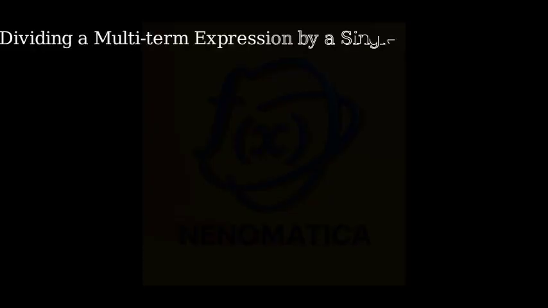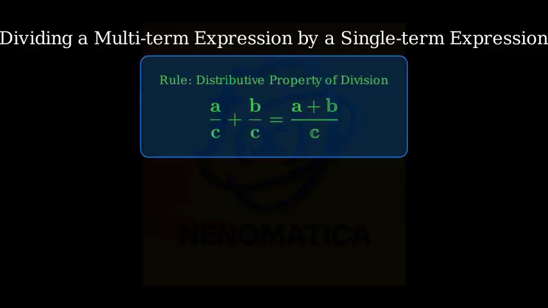In this video, we'll learn how to divide a multi-term expression by a single-term expression, breaking down each step for a clear understanding. When dividing a multi-term expression by a single-term expression, we can divide each term of the numerator by the denominator separately. This is based on the distributive property of division, which states that a divided by c plus b divided by c equals the quantity a plus b, all divided by c. Let's look at some examples to understand this better.